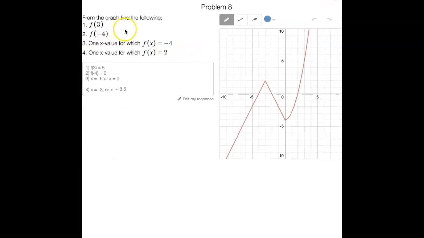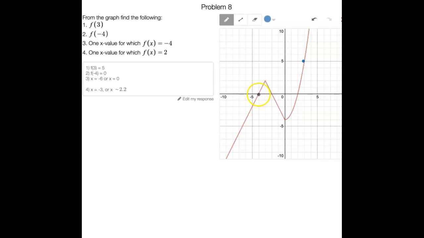In this one, from the graph, find the following. Find f of 3. If you're finding f of 3, all you have to do is go to 3 on the x-axis and see where the graph lands. It looks like the graph lands right here at 5. So f of 3 is 5. Find f of -4. Remember, if -4 is the input, what's the output? AKA, if x is -4, what's the output?